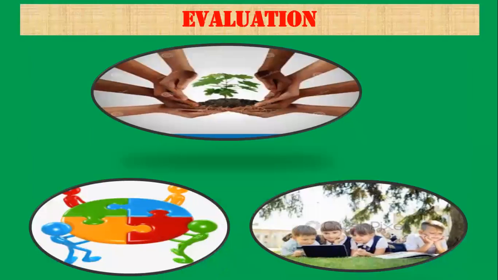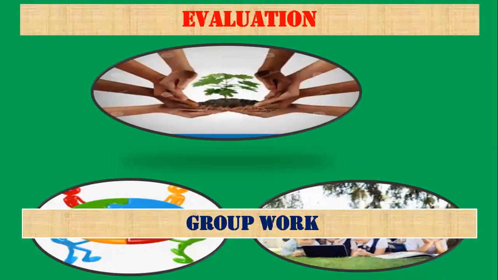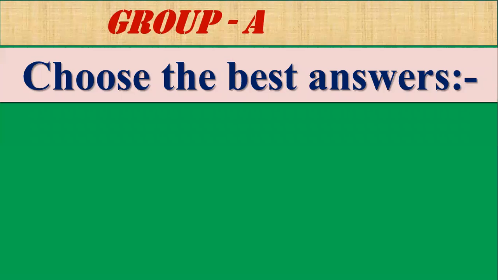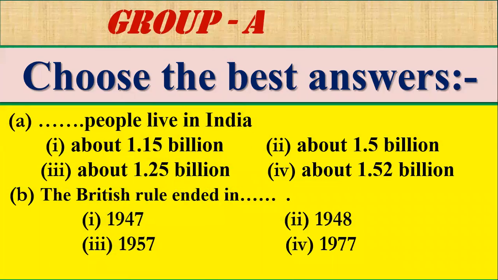Dear learners, next I am going to evaluate you through group work. Learners belonging to group A, you have to choose the best answers from the alternatives. Question A: dash people live in India. Option 1, about 1.15 billion. Option 2, about 1.5 billion. Option 3, about 1.25 billion. Option 4, about 1.52 billion.